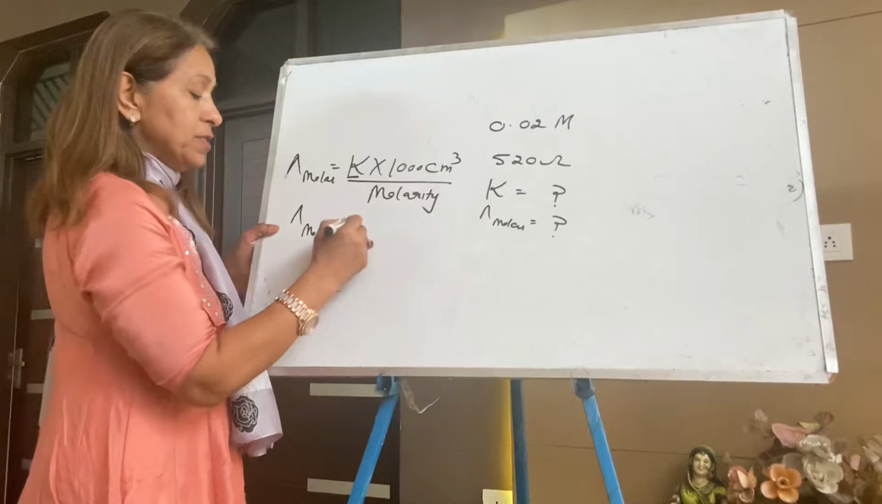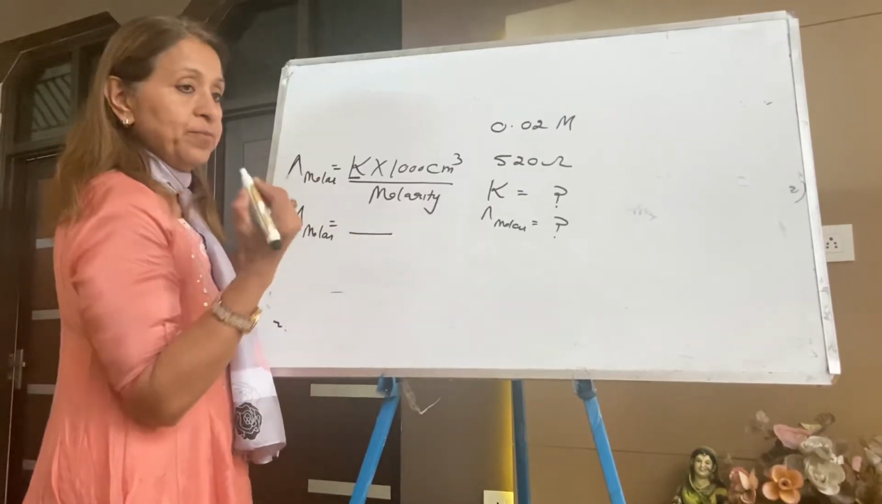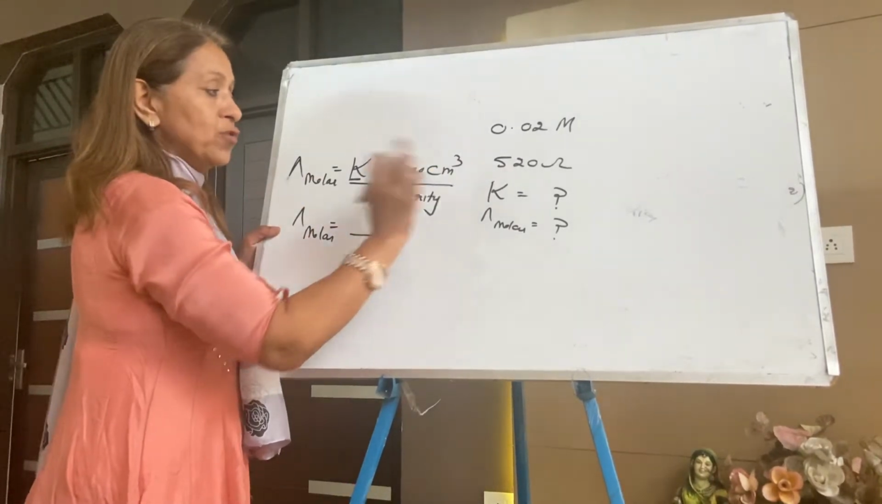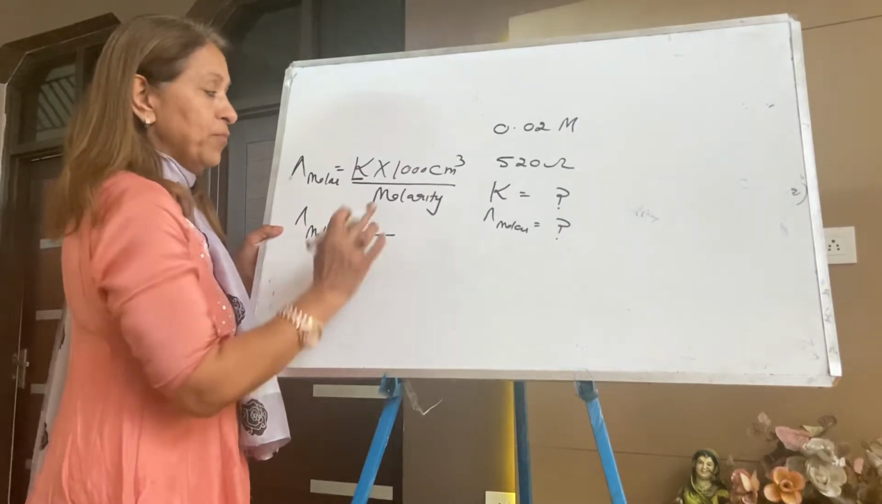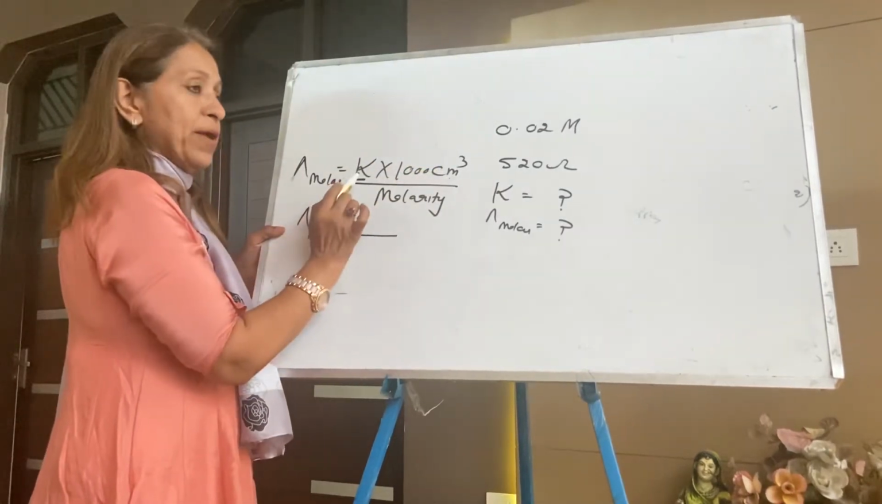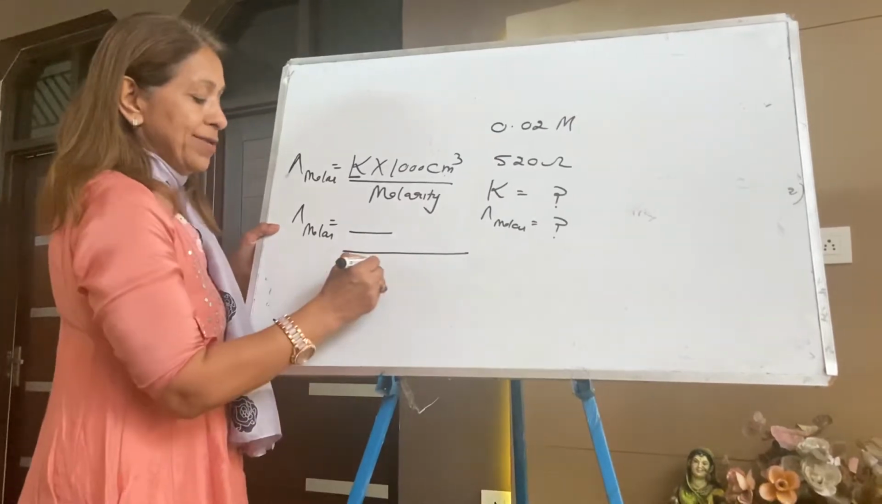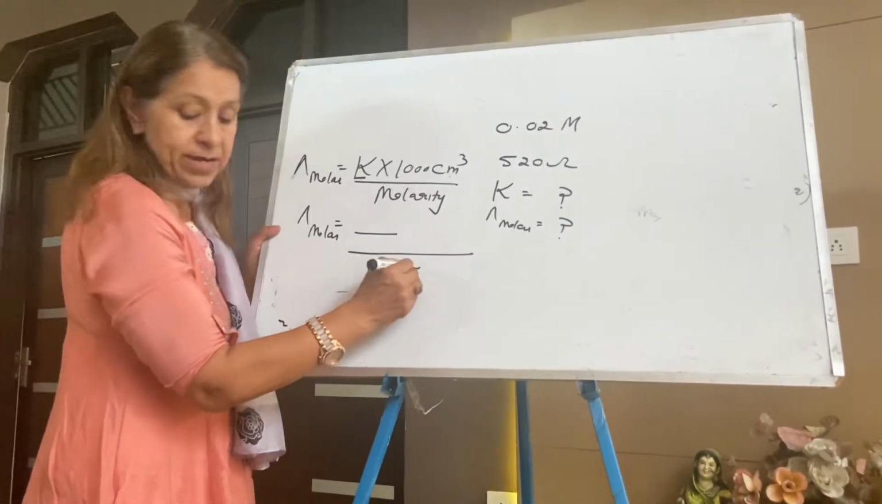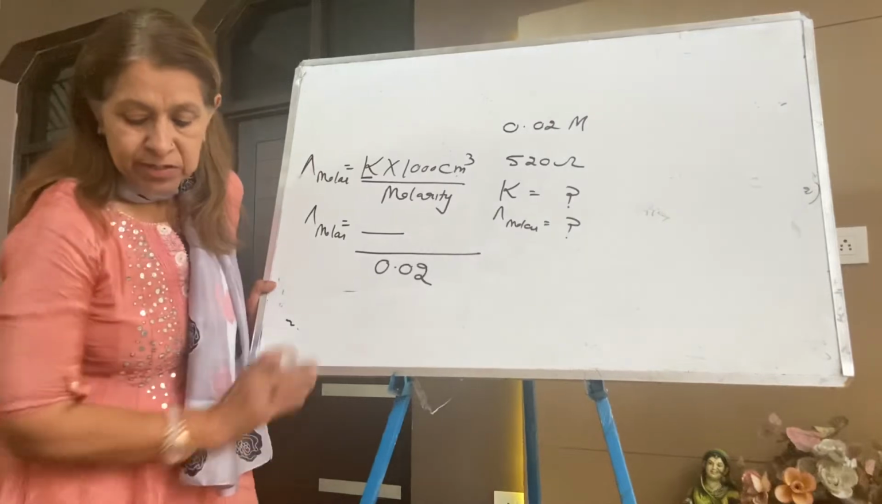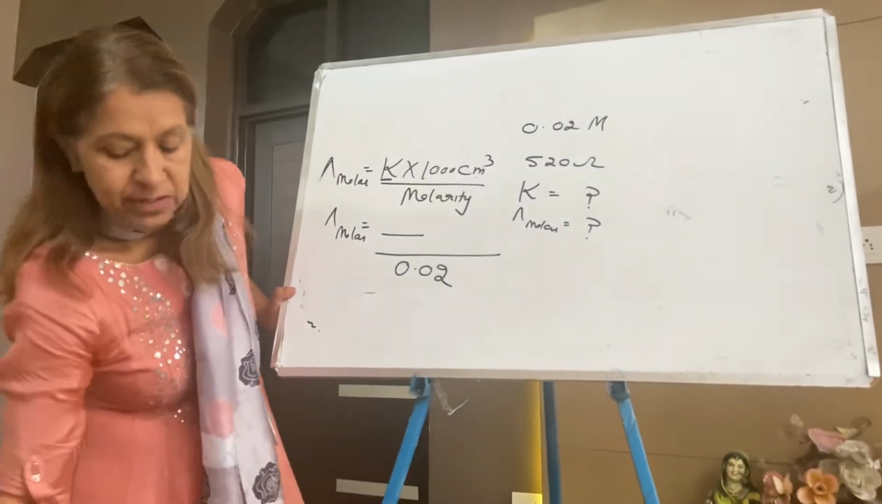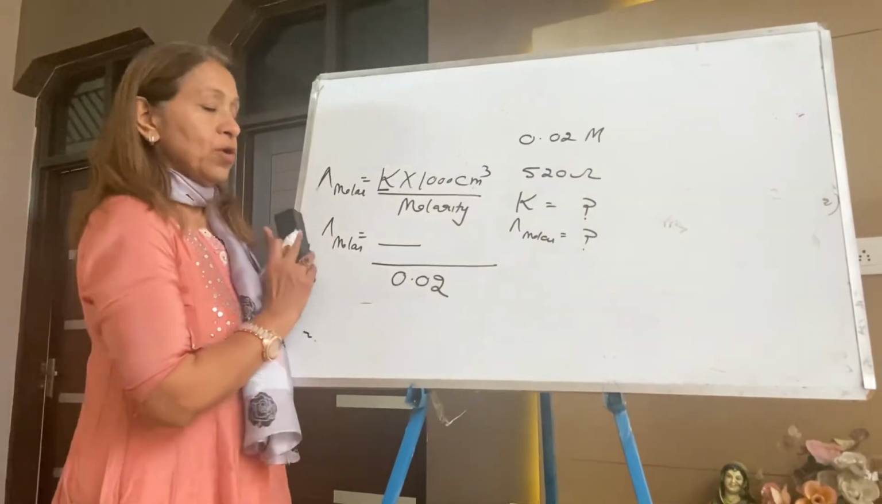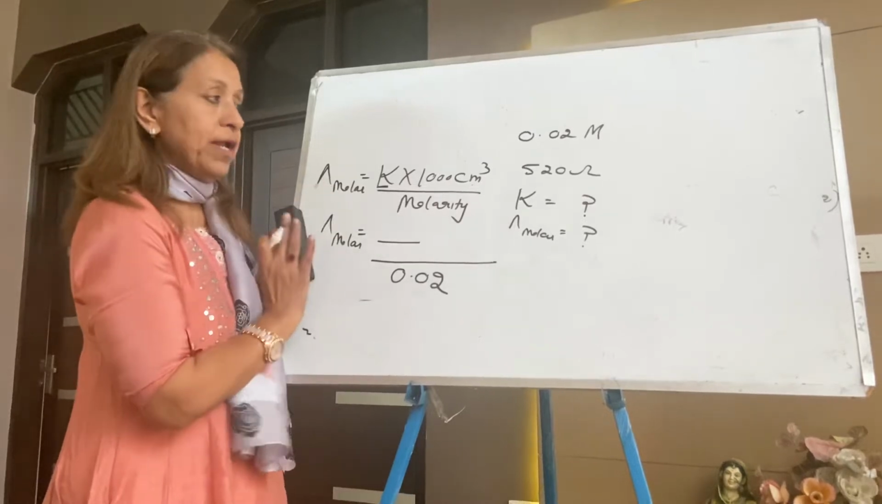Whatever your K is, you put it here. There is no need to write the 1000 centimeter cube now. It is only needed if K is in per ohm per centimeter. Divided by molarity, the molarity given is 0.02. So that is the answer. You can write your answer this way. Now this is your molar conductance.